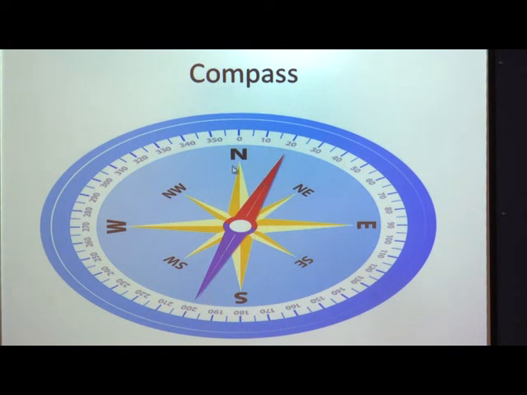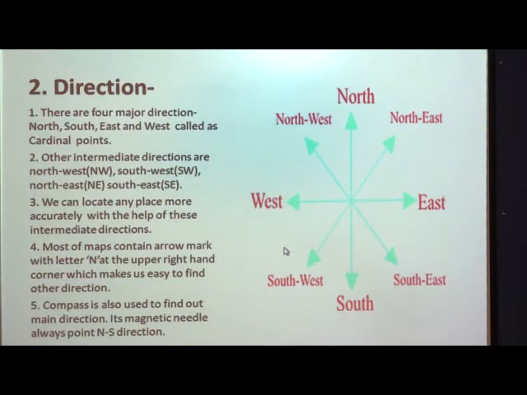So once you come to know where is north and where is south, then you can easily locate east and west directions and you can proceed accordingly. So here we have learnt about directions. What are the cardinal points? The 4 major cardinal points are east, west, north, south, and other directions are called intermediate directions. They are northeast, northwest, southeast and southwest.